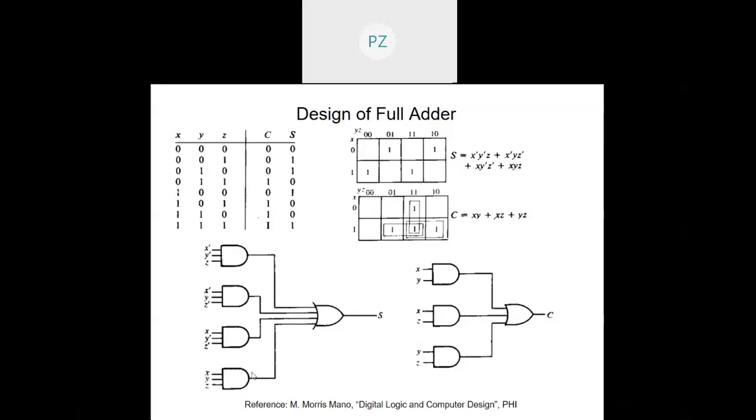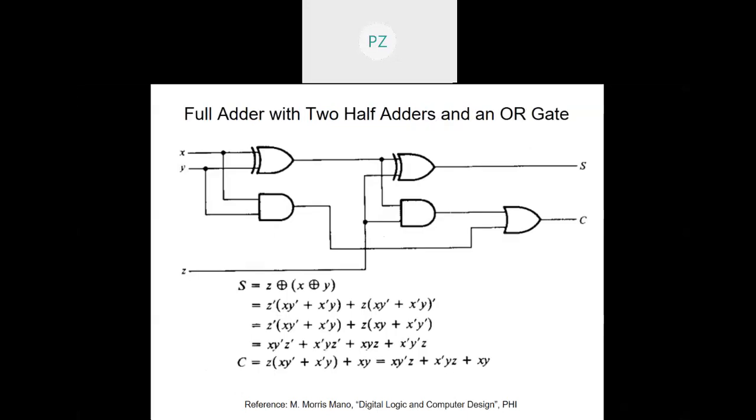I can realize these functions: x dash y dash z plus x dash y z dash, then x y dash z dash, x y dash z dash, then x y z, everything odd, I'll get sum. And C will be xy plus xz plus yz, all odd, you will get a C. So this will be the design of full adder, which will have a carry in bit in addition to what the half adder had, right? Another interesting thing, full adder with two half adders and an OR gate.